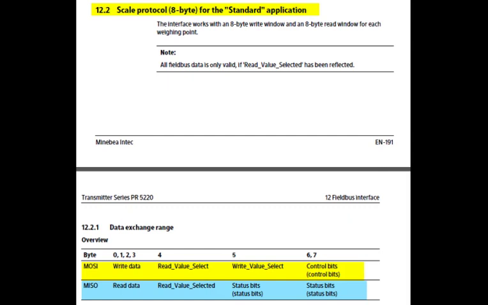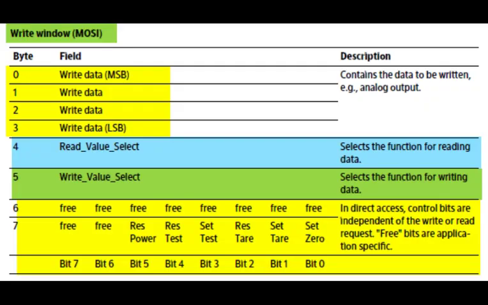When we want to request data from the transmitter, we write the address in byte 4. Okay, and then to verify that it actually got there, we check byte 5, which is the read value selected. So that if you see the same number in the same register there, then you know that your data went through.